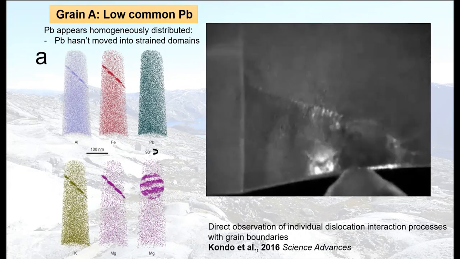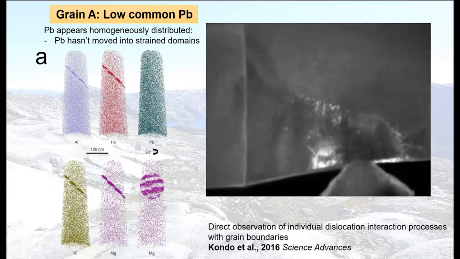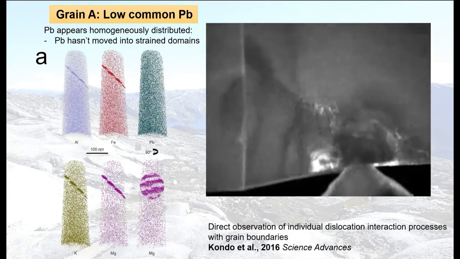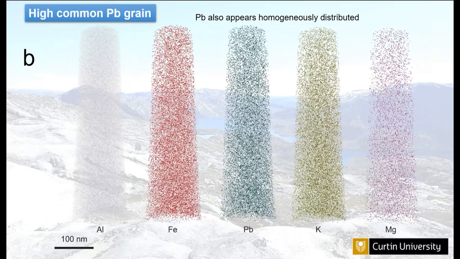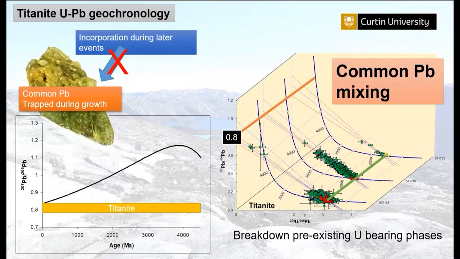But what this data is saying is that lead is too big to fit into these screw dislocations, whereas other elements can fit. We go to the high common lead grain, and everything appears pretty homogeneously distributed. So you can see where this is heading. It's basically going to say that, unsurprisingly, lead is an intrinsic signature trapped in the grain during growth. So the common lead component is the common lead component at growth. It is not a later effect, which means that 0.8 is a signature of the local growth environment of that titanite when it grew or recrystallized.